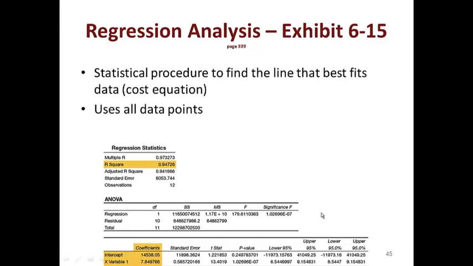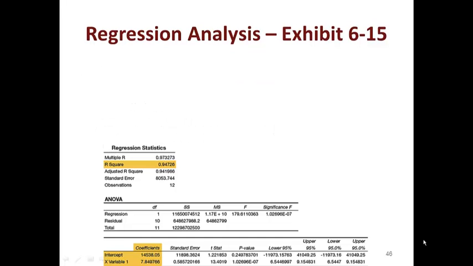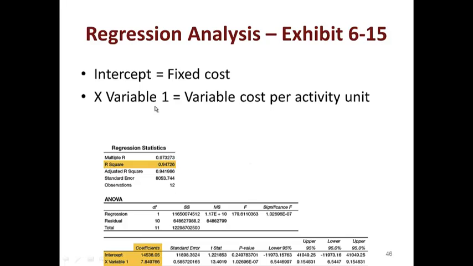This might look familiar to you down here: R square, intercept, x variable 1. These are the different things that you need to know to calculate. The intercept is the fixed cost, right here. The x variable 1 is the variable cost per activity, and the r square equals the goodness of fit.